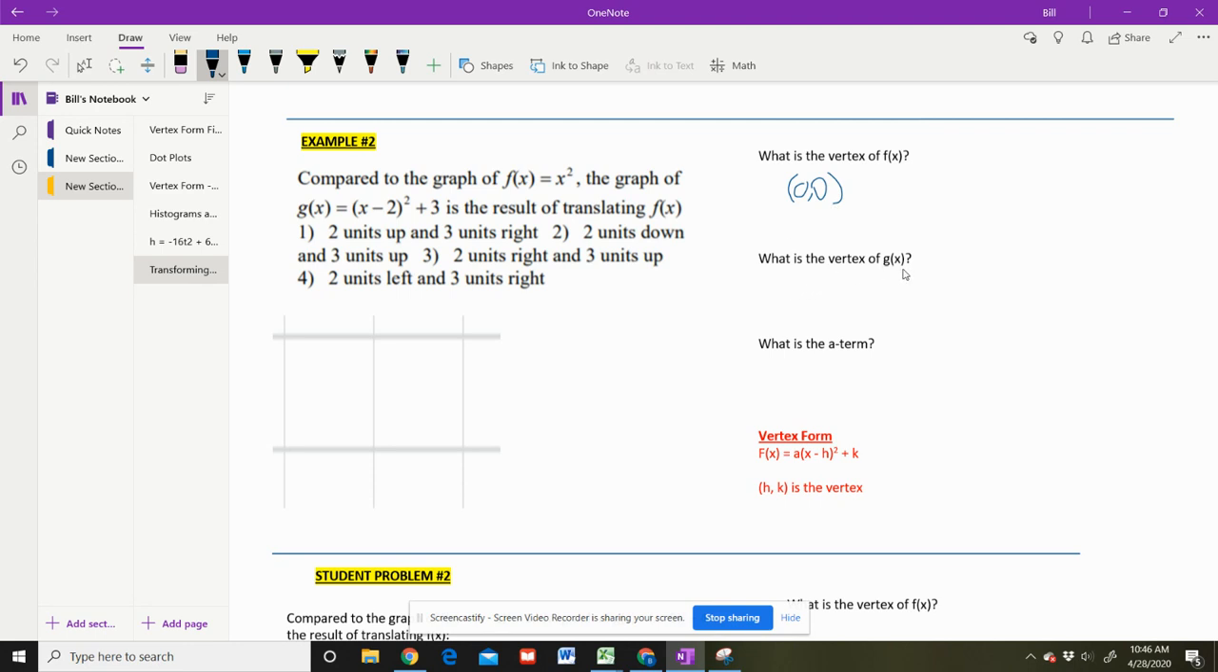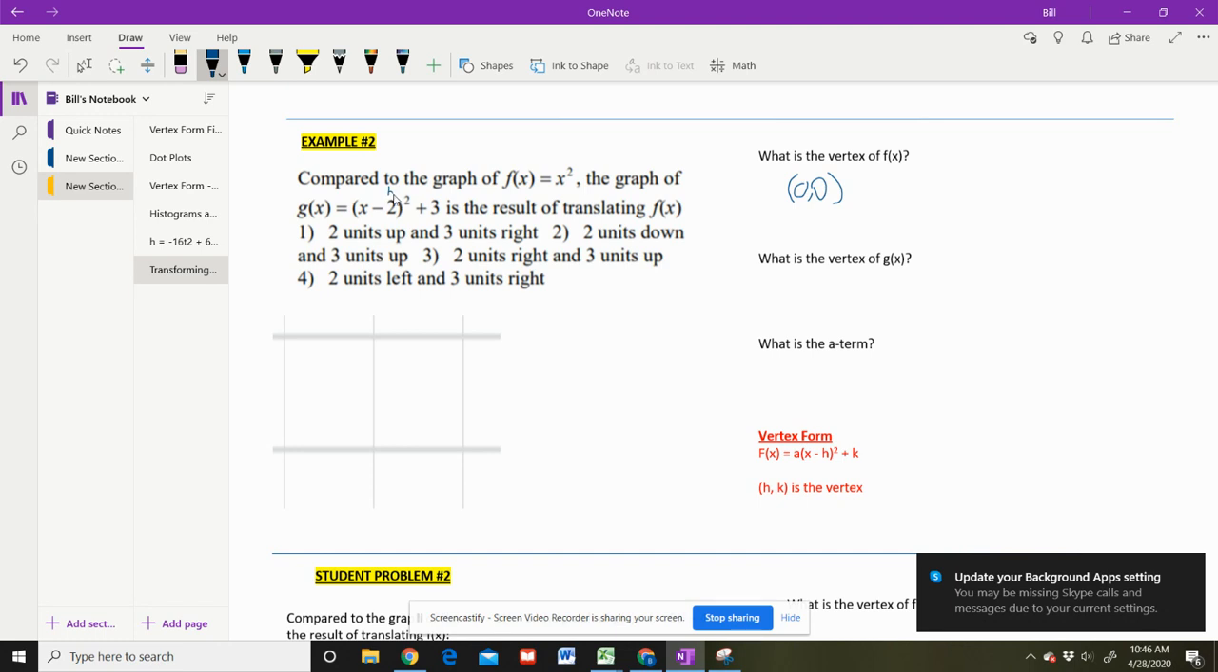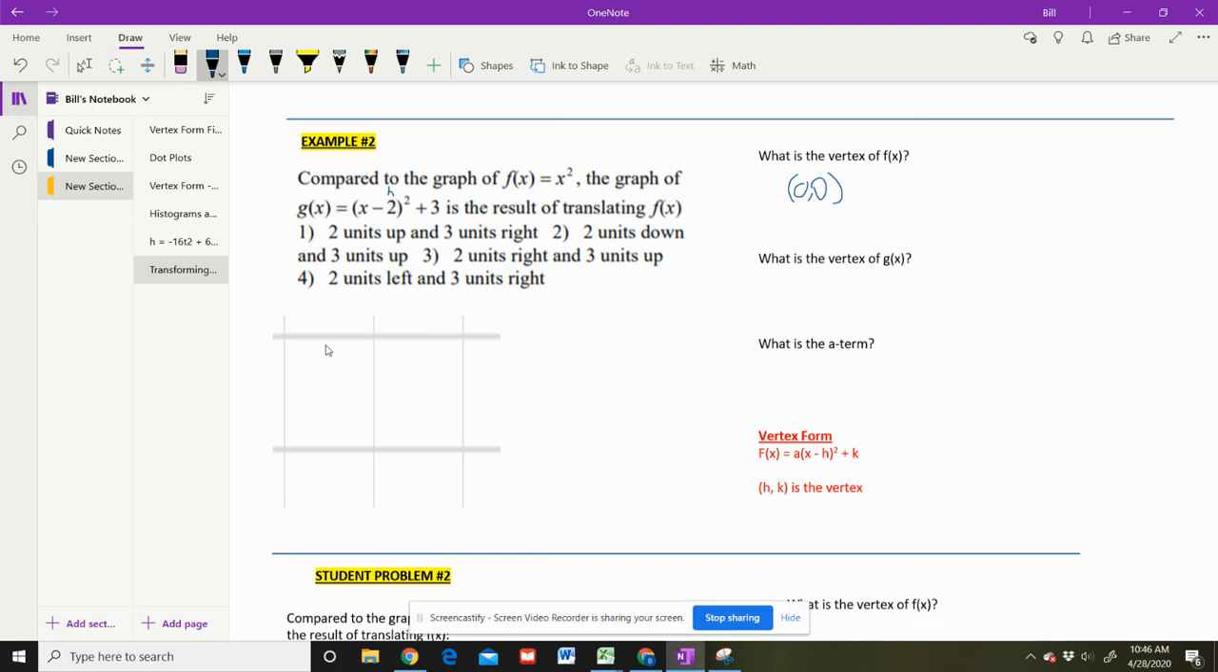And then it says, what's the vertex of our g of x? Right, so minus 2 is your h, all right, 2 is your h, and plus 3 is your k. So the vertex will be 2, comma 3.